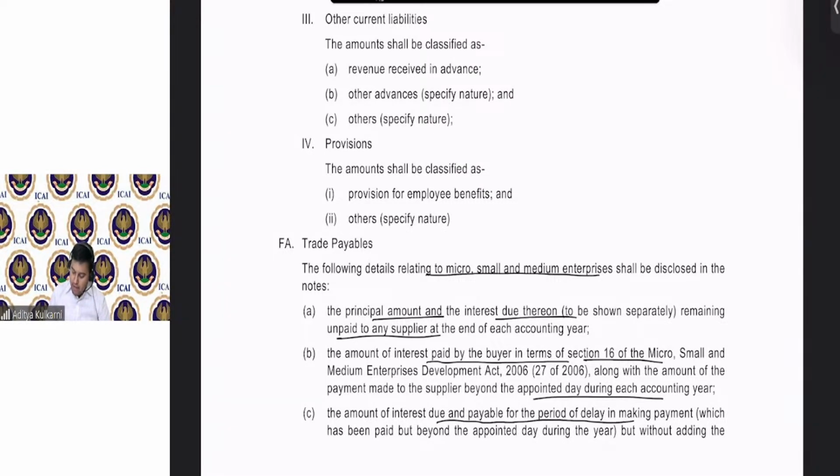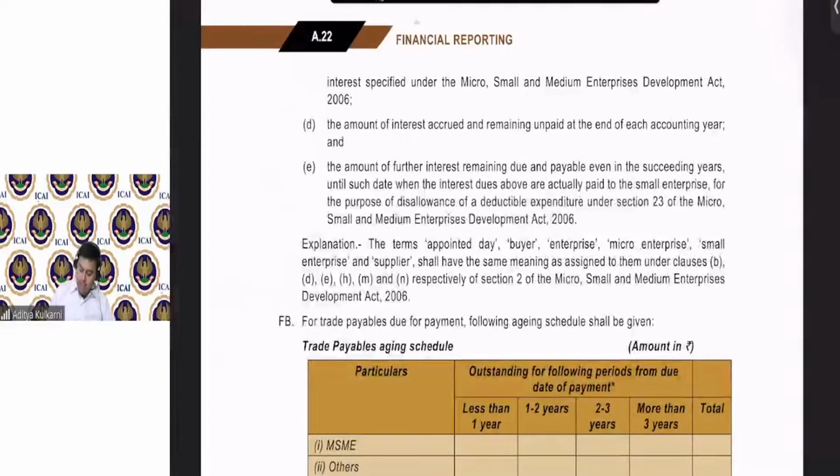Interest due and payable for the period of delay in making the payment, but without adding the interest specified under the MSMED Act. Amount of interest accrued and remaining unpaid at the end of each accounting year. Amount of further interest remaining due and payable even in the subsequent years until such date when they are actually paid. So all this is what you will disclose.